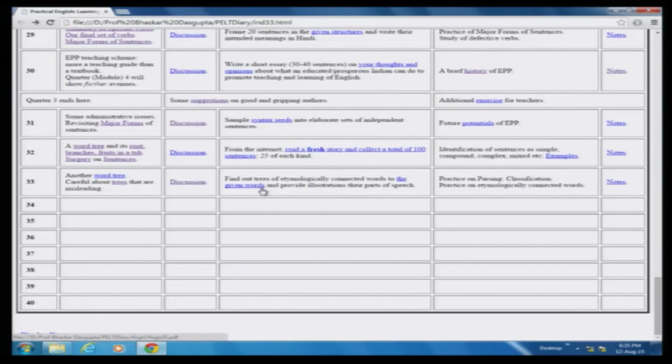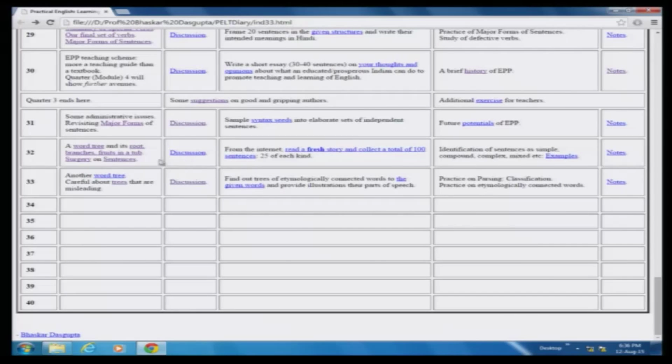Some words will be given in this assignment, and with those, you will need to find the etymologically connected words and provide illustrations regarding their parts of speech. And there is a non-trivial reason why yesterday, even after discussing the word tree, it did not reflect in the assignment. I want to discuss that topic a little more.